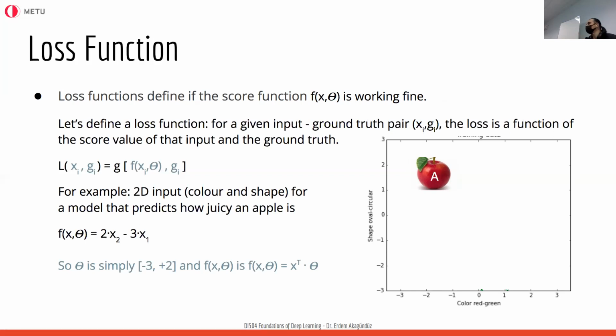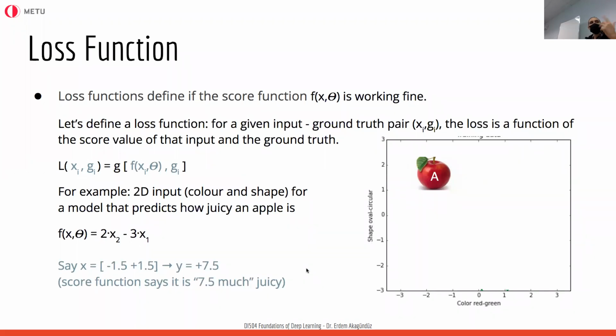This is my score function and my model right now, and these are my parameters. Because if I matrix multiply this vector with the x column vector, I get this value, x transpose dot theta. Okay, are they good?